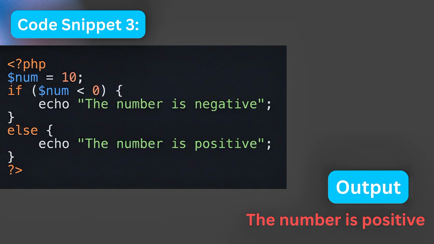In the code shown here, we start by creating a variable called num, and we assign it the value 10. A variable is just a container used to store information. In this case, the information we're storing is the number 10.